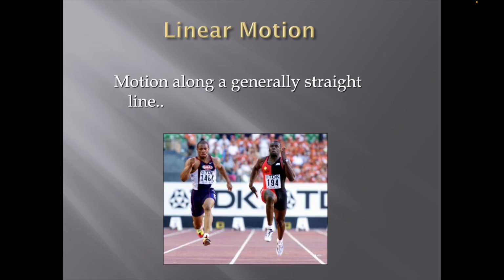Next up, let's talk about different types of motion. First of all is going to be linear motion. Linear, meaning the line, means essentially motion happening in a generally straight line. If you think about a 100-meter dash, people are sprinting straight ahead because they're sprinting in one line. That would be considered linear motion.